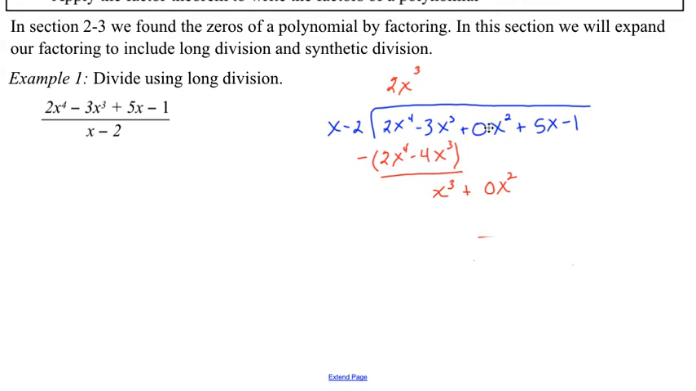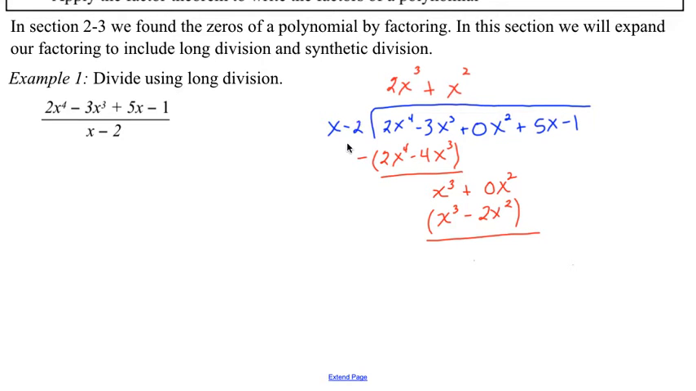And then the next thing I wanted to make sure to point out, notice that we're missing an x squared term here. So you always have to put a placeholder when you're dividing if you're missing a term, and they have to be in descending order, your polynomials do. So I just bring down that x squared term even though it's a 0. And then ask yourself, what does x need to be multiplied to make it be x cubed? Well, it has to be multiplied by a positive x squared.